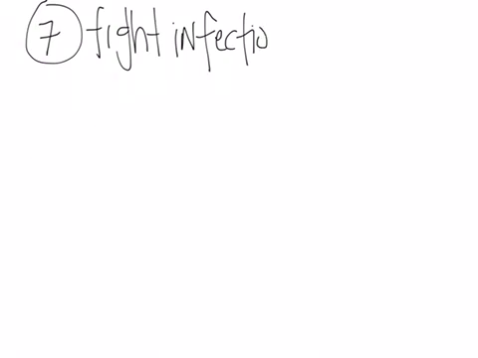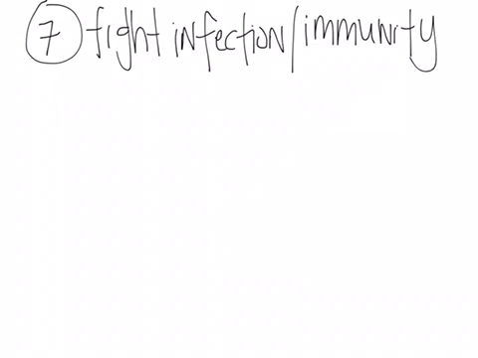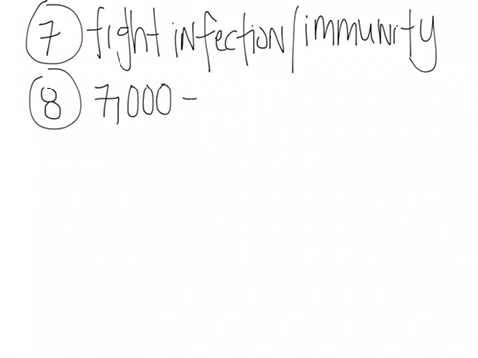Question 7 says, what is the function of leukocytes? Remember, leukocytes is a fancy word for white blood cells. These are to fight infection, or you could even say immunity. Question 8, what is the average number of white blood cells in 1 cubic millimeter of blood? That is about 7,000 to 11,000. Anytime you get out of that range, something could be wrong with you.